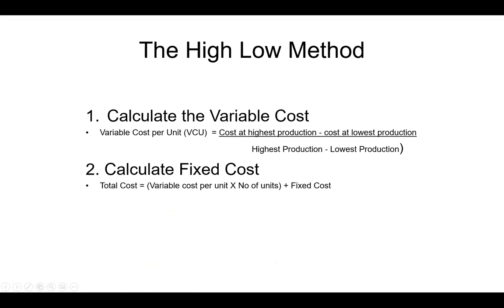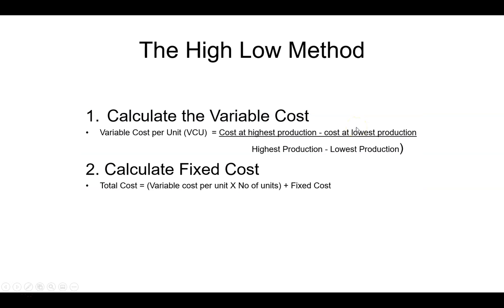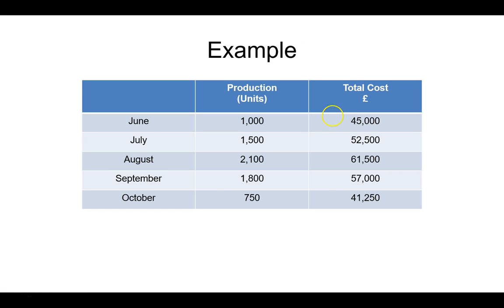Okay. So please, there's some few questions in the seminar that we're going to go through now. So another example over here. Again, we've got June, July, August, September, October. The production units, 1,000, 1,500, 2,100, and the total cost. So using the high-low method, which one is our highest production?